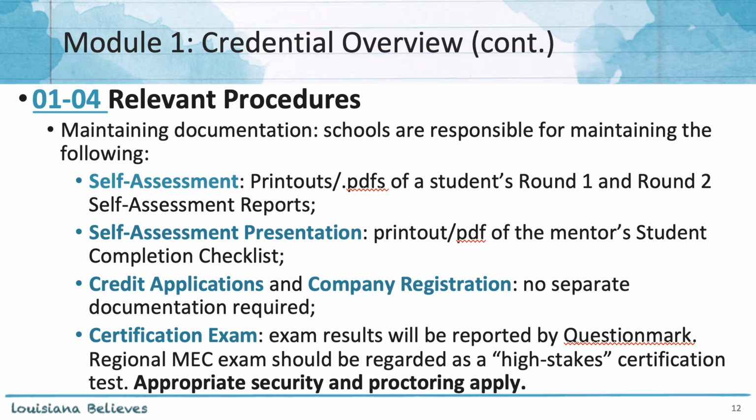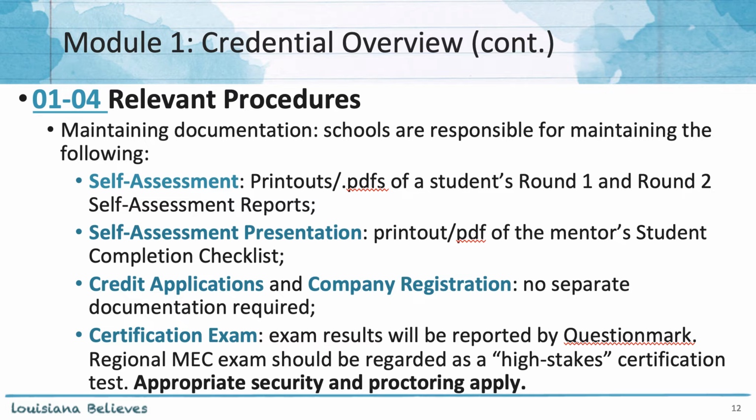Some relevant procedures. These are the things that are required to be completed and the documents that must be maintained. The students must complete the self-assessment. You need to create a portfolio to keep a copy of some of these documents. The self-assessment round 1 and round 2 are portfolio documents, and a copy of the report should be printed out and maintained for the student for up to 2 years or up to 1 year after graduation.